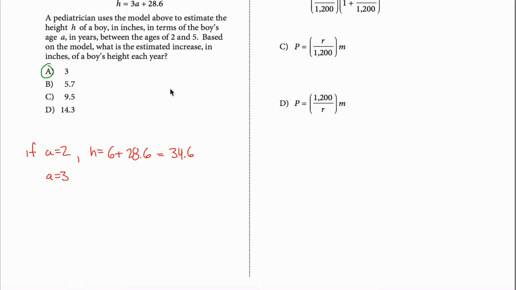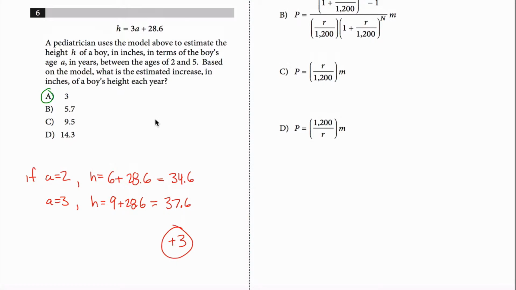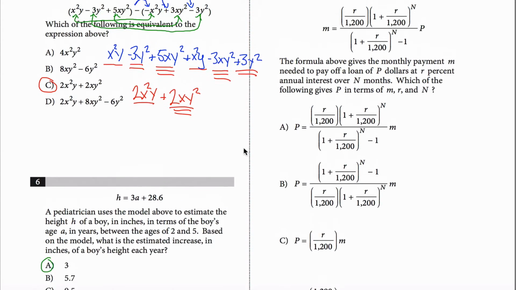Well, note that the question is asking you what is the estimated increase in inches of a boy's height each year? So if I pick 1 year later when A equals 3 and calculate what the height would be equal to, 3 times 3 gives me 9. Plus 28.6, you add up those numbers, you get 37.6. It looks like when A increased by 1, this number went up by 3. It looks like his height increased by 3, which is exactly what we figured out before. Again, I don't recommend doing it this way, but if you get stuck and you get pressured or flustered in a test, or if you have time at the end to check, here's a way you could talk yourself through your answer.